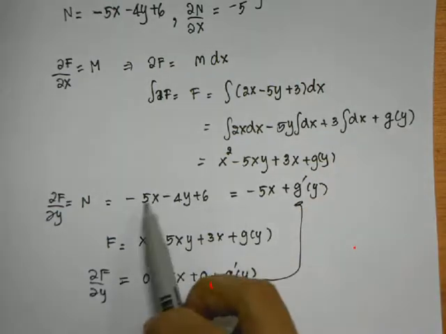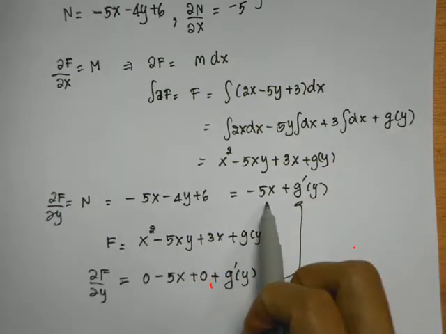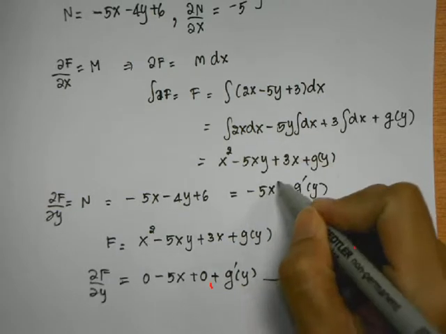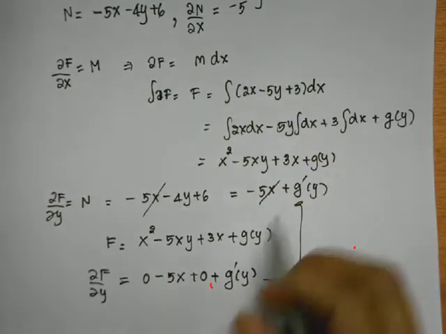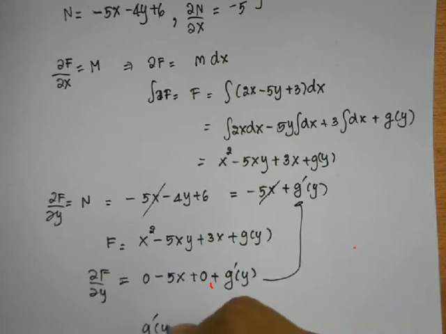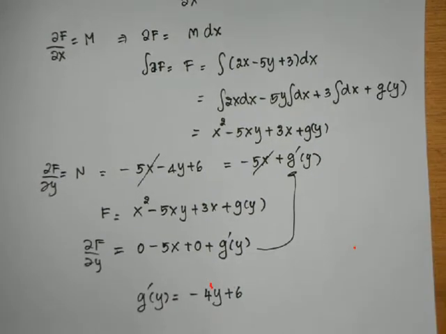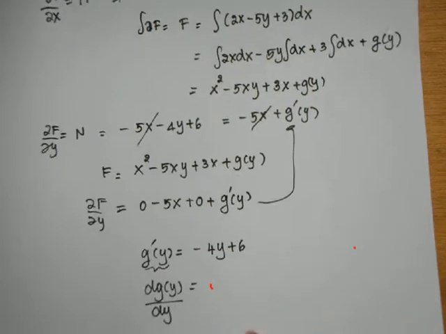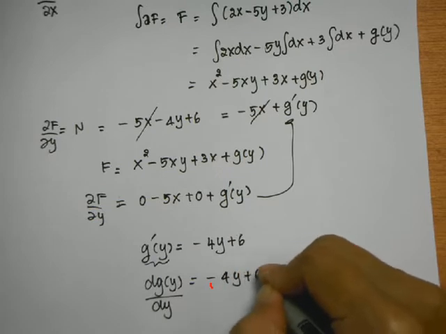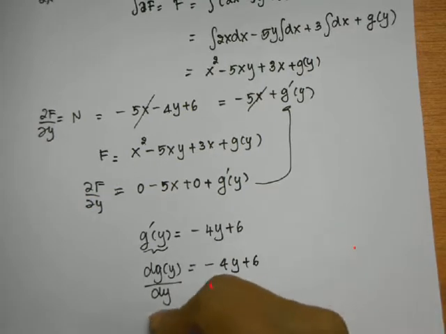You see, you have negative 5x this side, and this side you also have the same thing. So they all cancel out, right? Now you would end up with derivative of function g(y) equal to minus 4y plus 6. So this term we can write it down again in this form. And then we can find g(y) by doing the integral.